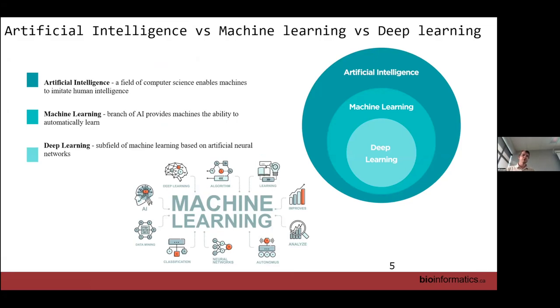Just a general conception of artificial intelligence, when you hear about it. It's when they're talking about the field of computer science that enables machines to imitate human intelligence. Of course, if you check movies, it's something else, but at least in the news, it's generally that. And within that, you have machine learning. Machine learning is the branch of AI where mathematicians and computer scientists developed algorithms to provide the machine the ability to automatically learn. And within machine learning, you have the specific area of neural networks, and this is deep learning. So the subfield of machine learning based on neural networks is usually the deep learning procedures.